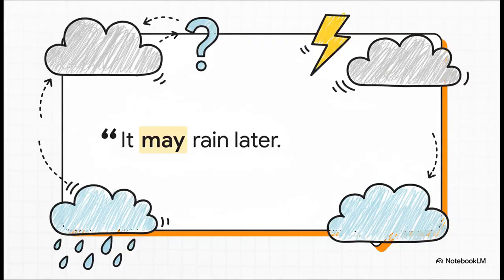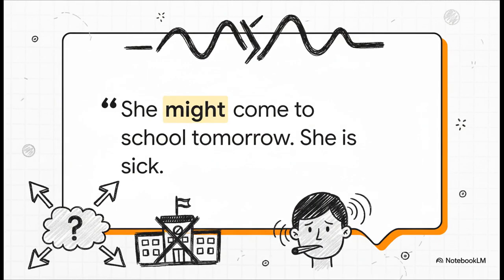So if you look outside, the clouds are looking a bit gray, and you say, it may rain later. You're saying there's a pretty decent chance of rain. It's a general statement about a possibility. But check this out. She might come. She is sick. The fact that she's sick makes it less likely that she'll show up, right? That little extra bit of doubt is where might is the perfect word. It adds that perfect layer of uncertainty.